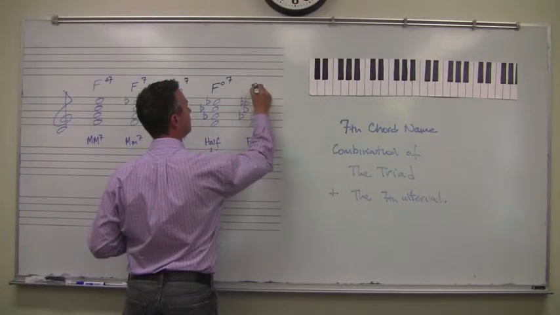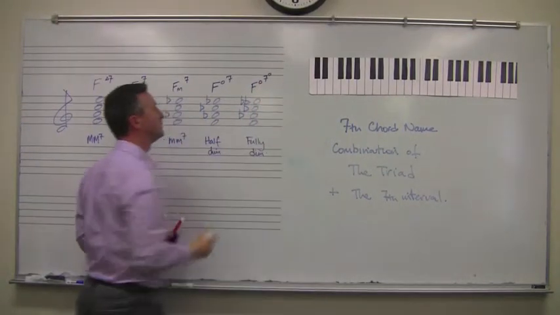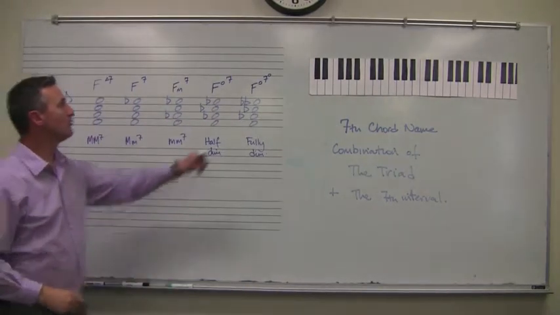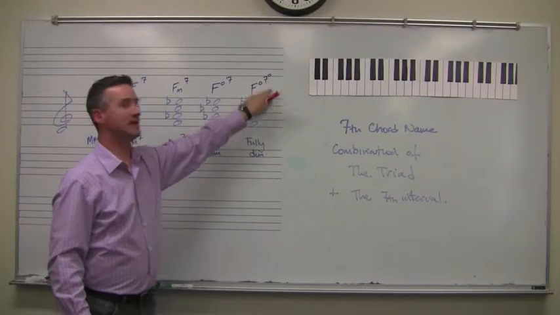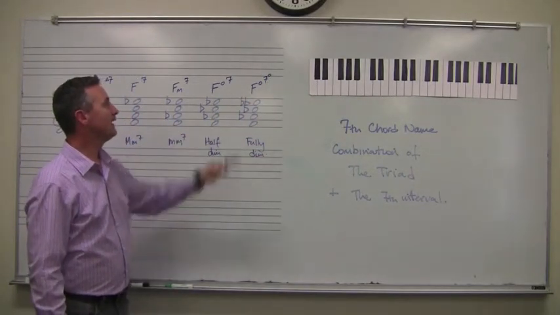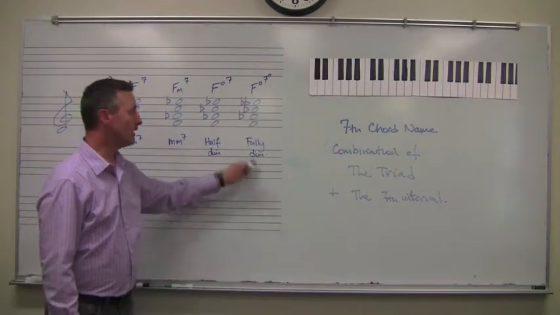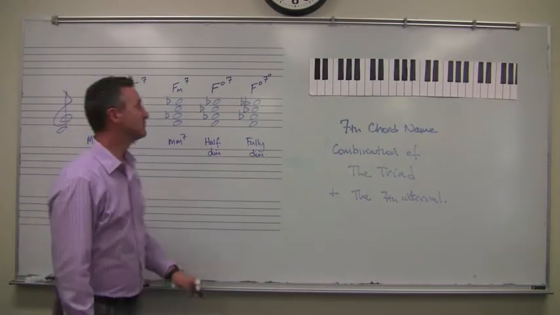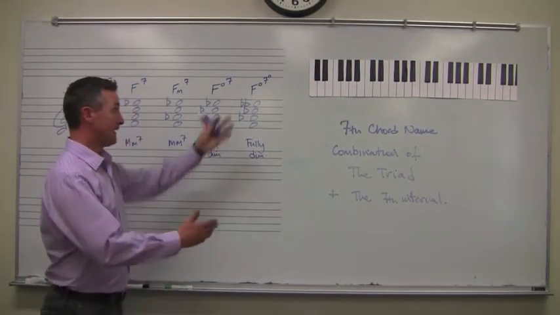F diminished, 7 diminished. Telling you that both the triad is diminished and the 7 is diminished. So we have a diminished triad and a diminished 7, making a diminished diminished, or fully diminished 7 chord. So we have F diminished diminished 7. And that's the symbol for it.